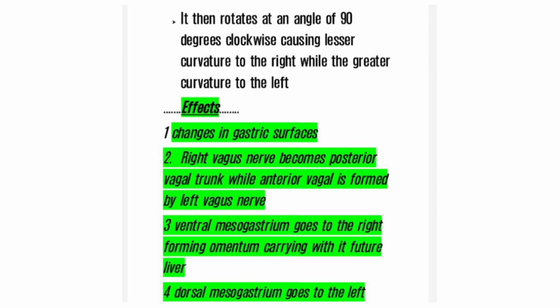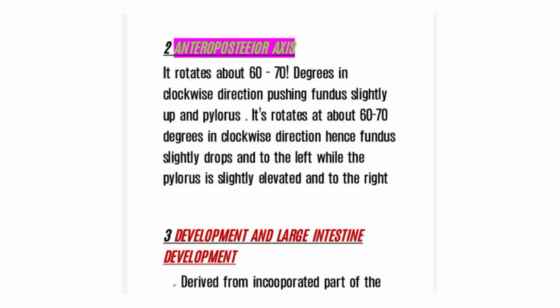The third effect is that the ventral mesogastrium goes to the right, forming omentum, carrying with it the future liver, that is the liver bud. The dorsal mesogastrium goes to the left, carrying with it what will in future form the spleen.